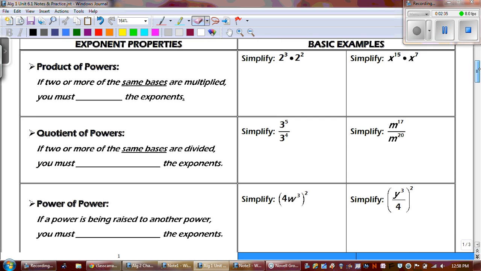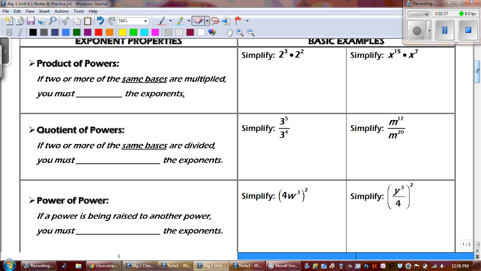Now, today we're just going to cover these first 3 rules. Tomorrow we're going to talk about the bottom 2 rules, okay? All right, let's get started.